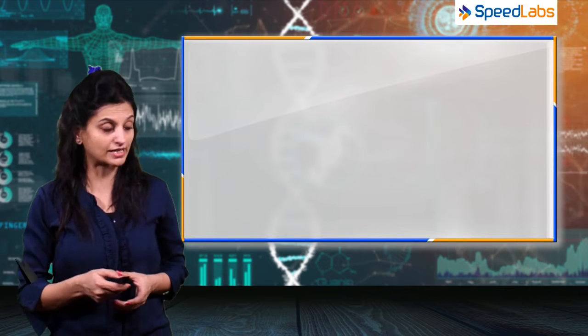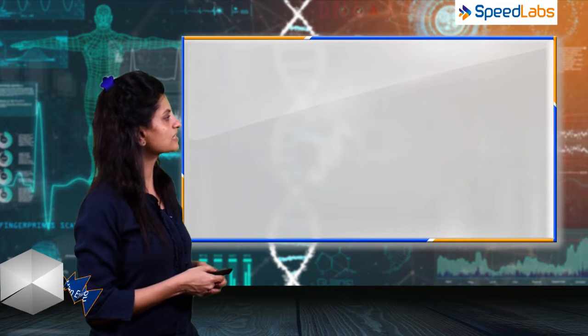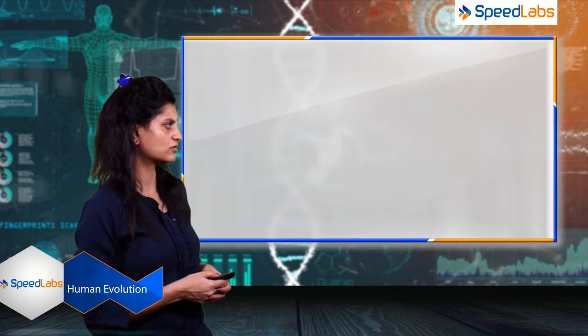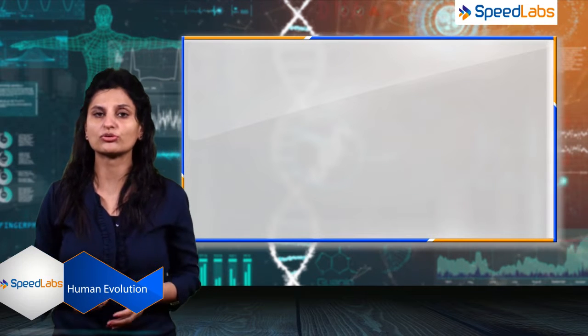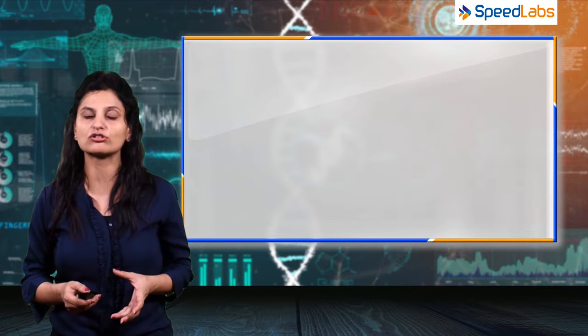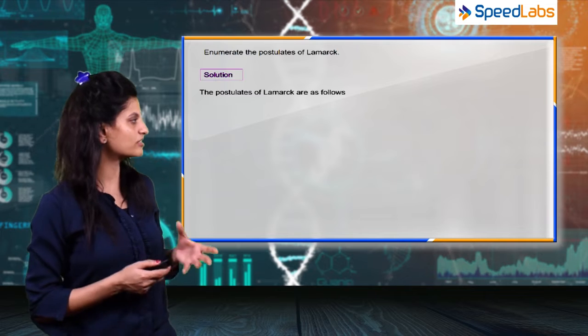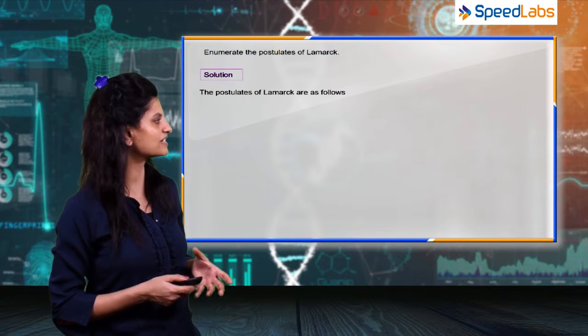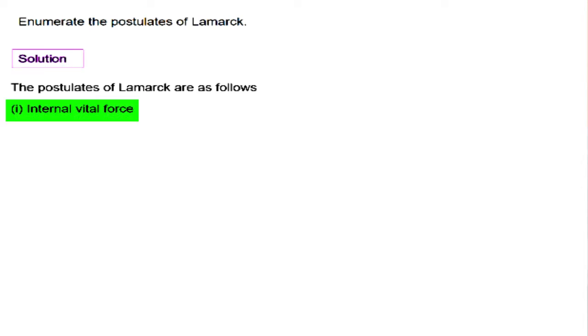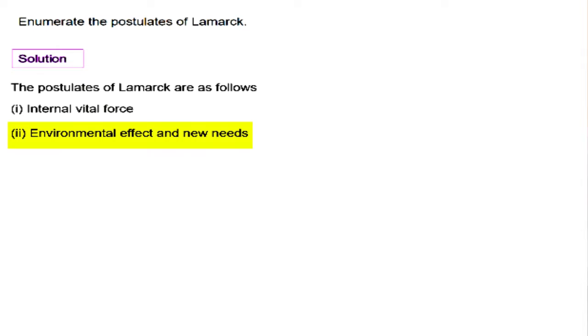Now the next question says, list the postulates of Lamarck. So we know that Lamarck gave a very famous theory which is called the theory of inheritance of acquired characters. So what does this theory say? This theory says that there is some internal vital force. That means that there is change in the environment. So earlier there is a constant environment and there is change in the environment.